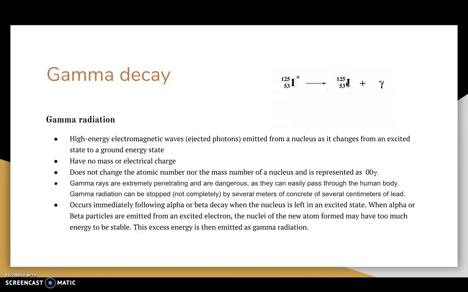Gamma rays are extremely penetrating and are actually dangerous, as they easily pass through the human body. Gamma radiation can be stopped, although not completely, by several meters of concrete or several centimeters of lead, and also occurs immediately following alpha or beta decay when the nucleus is left in an excited state. Usually when either the alpha or beta particles are emitted, the new nucleus formed may have too much energy to be stable, and this excess energy is then emitted as gamma radiation.